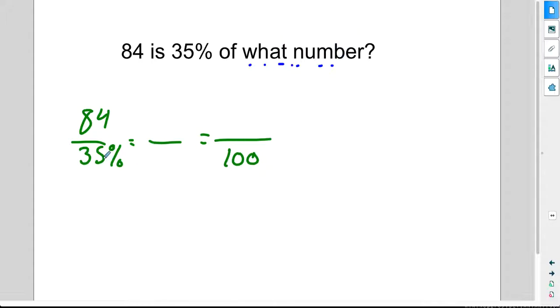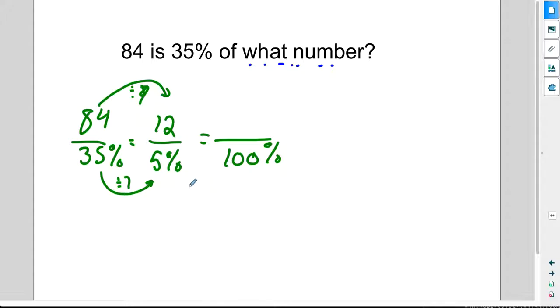So what I'll do is find a common factor between 35 and 100, and you probably guessed that it'll be 5%. I'm going to divide 35 by 7. I'll do the same thing with 84, just by 7. And that's going to give me a value of 12. And to go from 5 to 100, that's going up by a factor of 20. 12 times 20 is going to give me 240.